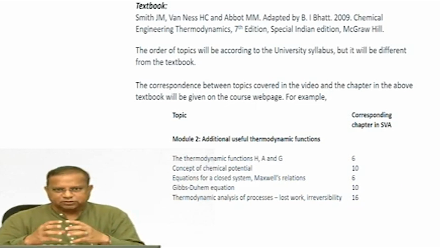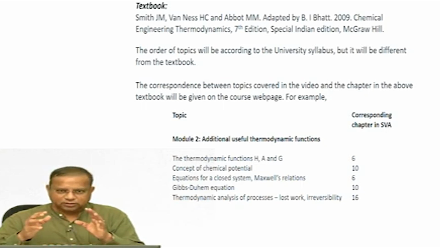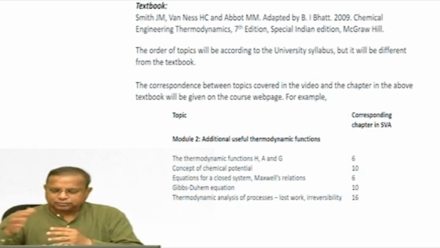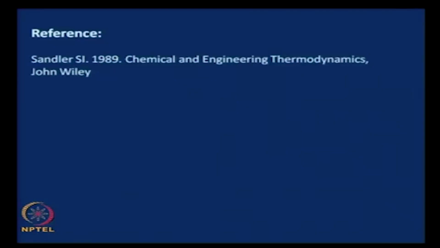The material will usually be self-contained. However, it is highly recommended that you read the textbook, and to go back to the appropriate chapters in the textbook, you have this guide table that will be provided. There are other books that you can refer to. One of the references that I would recommend is Sandler, 1989, Chemical Engineering Thermodynamics, published by John Wiley.